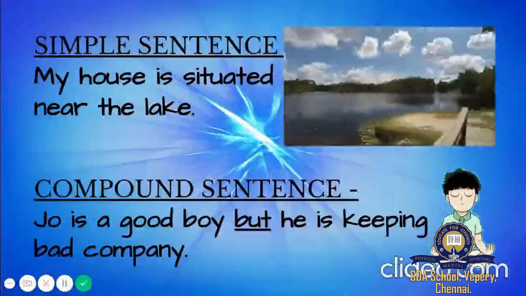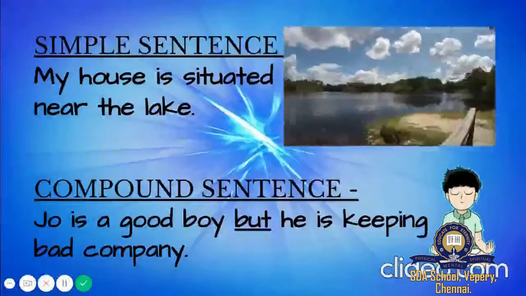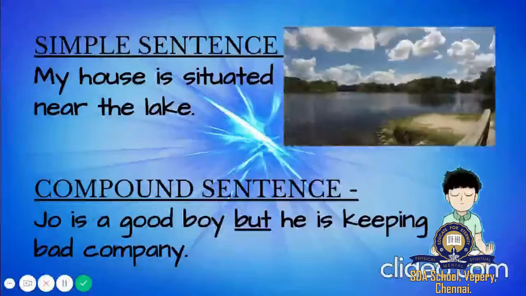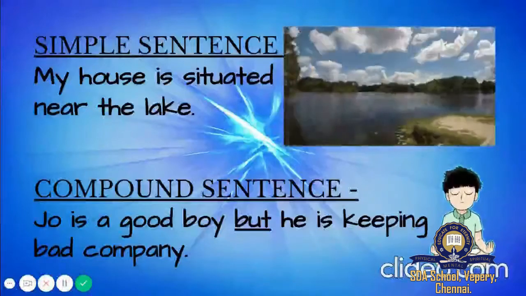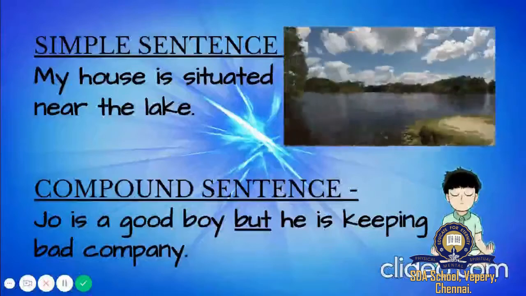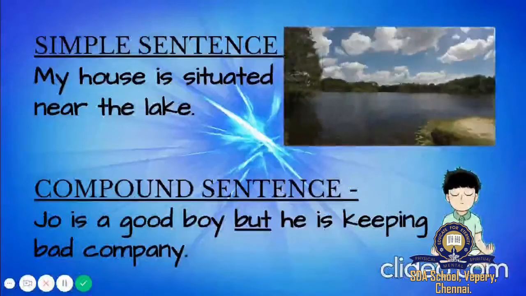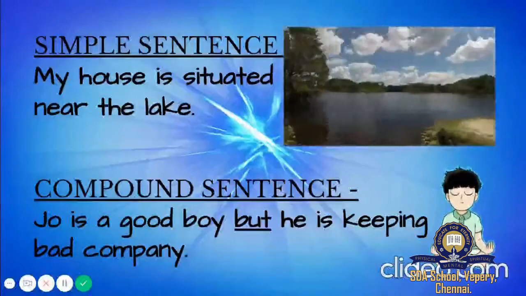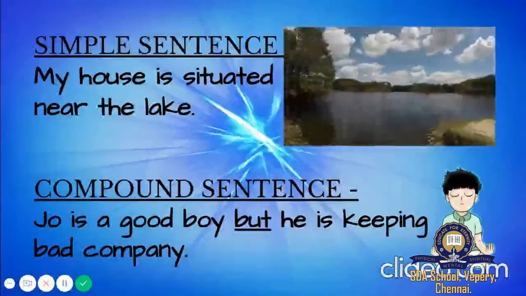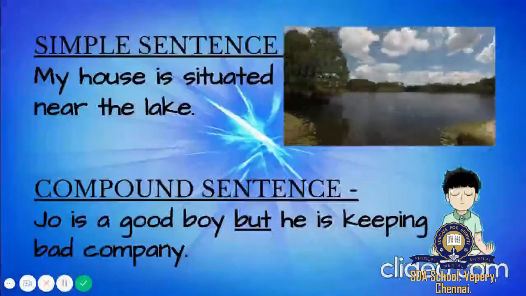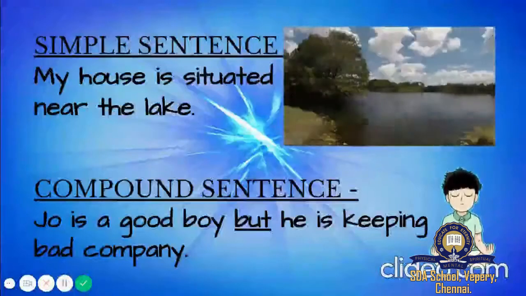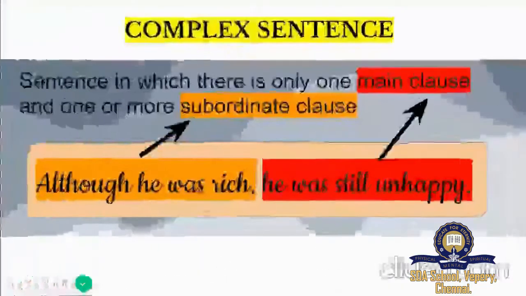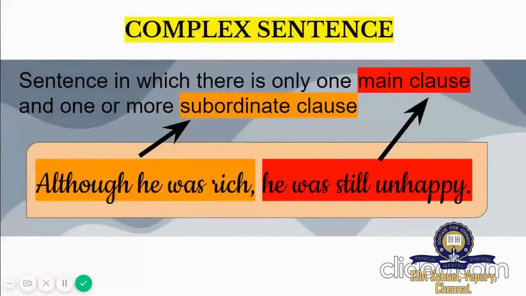Then we saw compound sentence. What is a compound sentence? Compound sentence is a sentence in which two or more main clauses are linked with the coordinating conjunctions like for, and, nor, but, or, yet, so. Okay, now let's see what is a complex sentence.